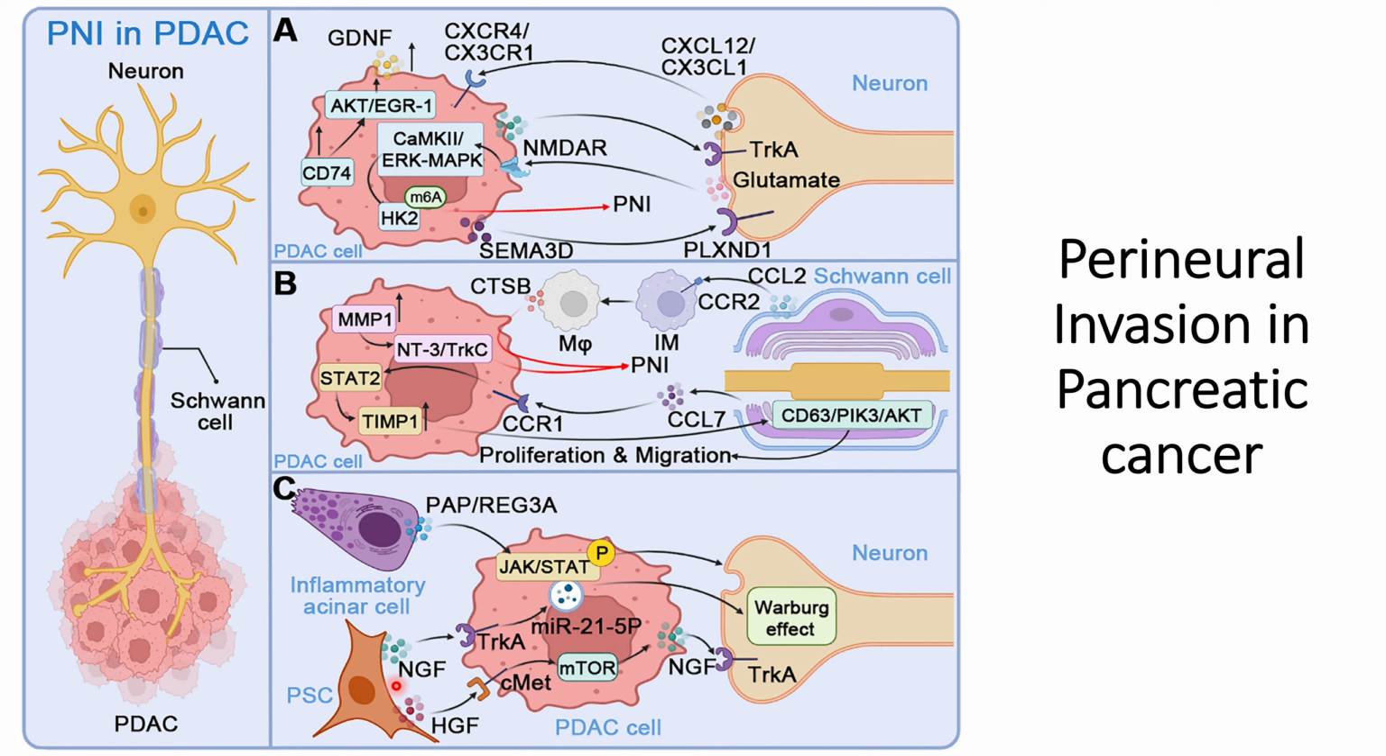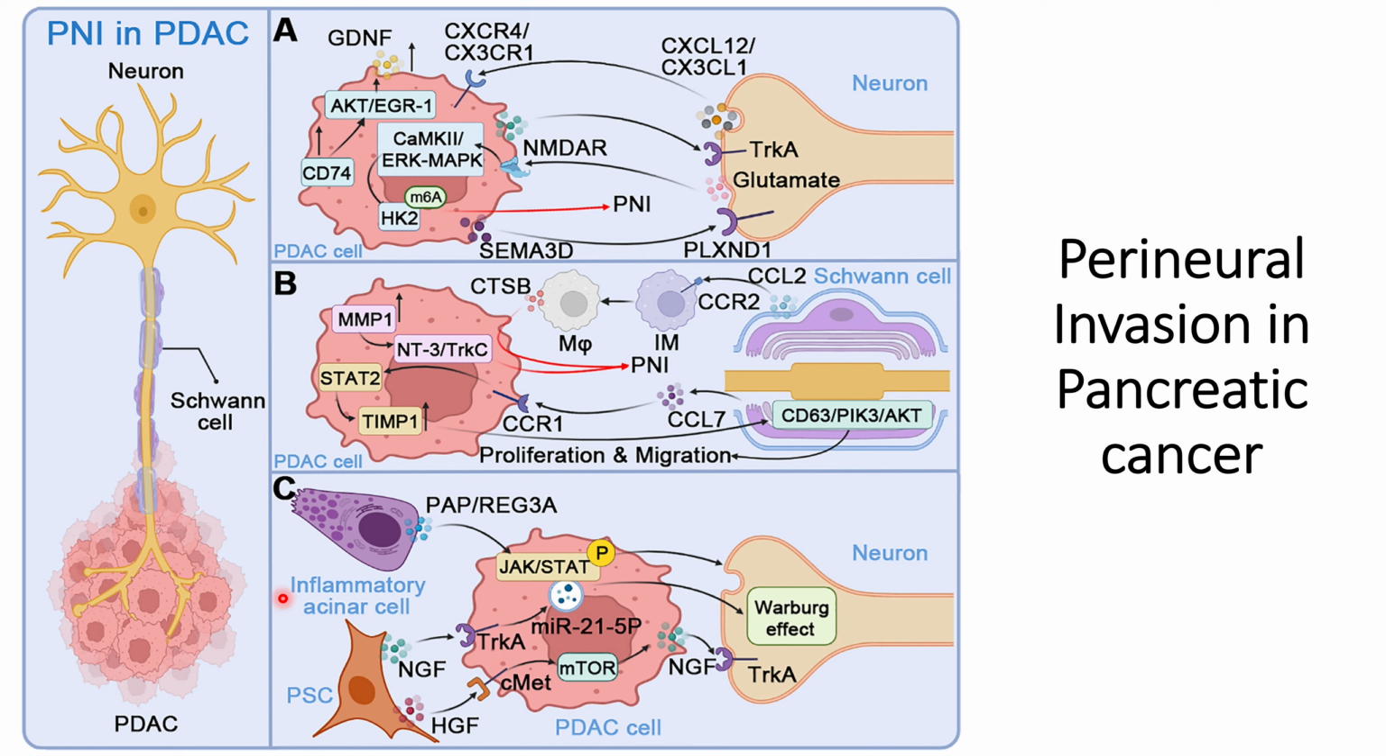Apart from NGF, HGF cytokines are also released by PSC, the pancreatic stellate cells, and they interact with the c-Met receptors and lead to upregulation of the mTOR pathway. This mTOR pathway further causes NGF release from the pancreatic cells, which can interact with TRK1 or through reverse interactions, and that helps pancreatic cancer cell invasion towards the neuron.